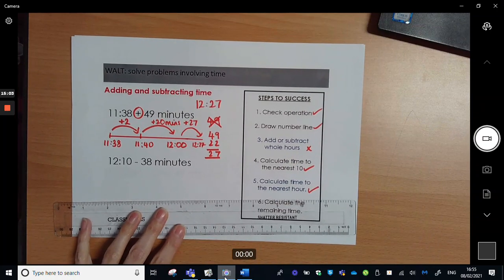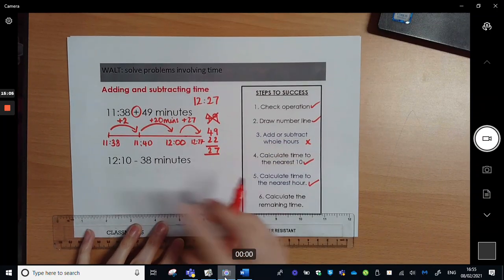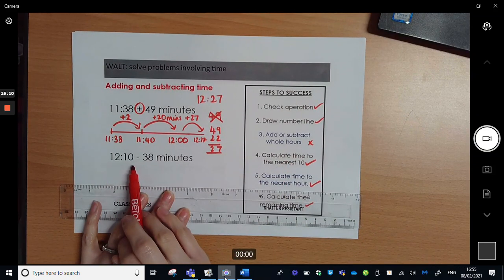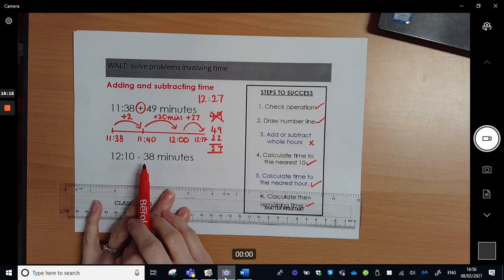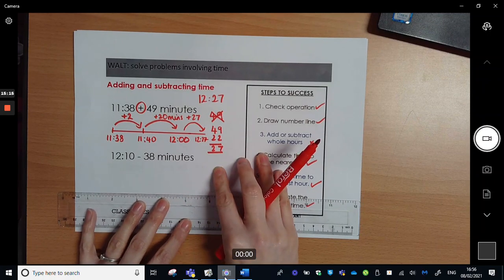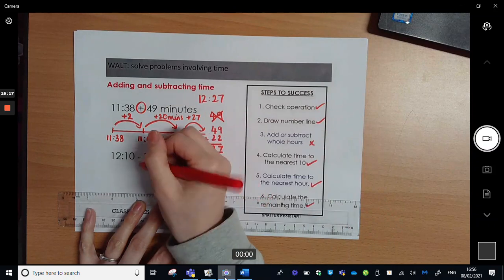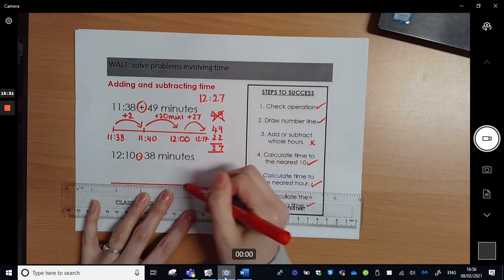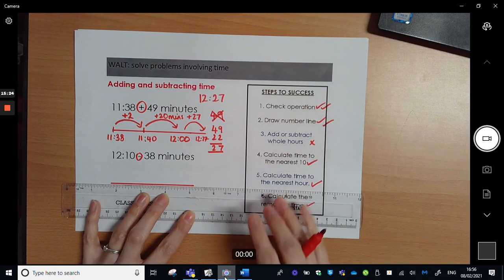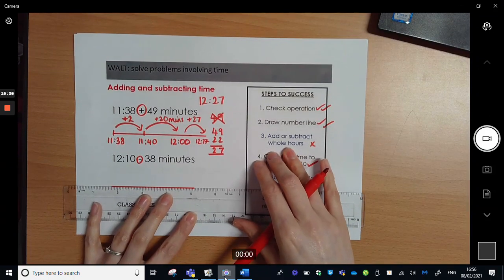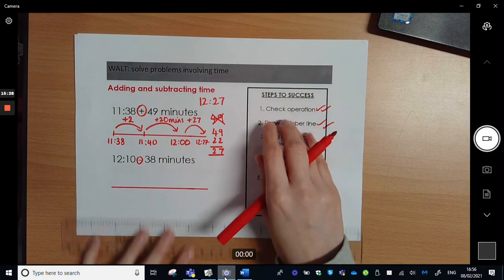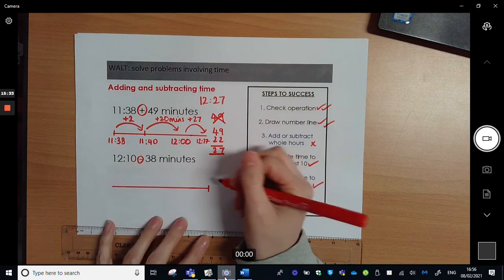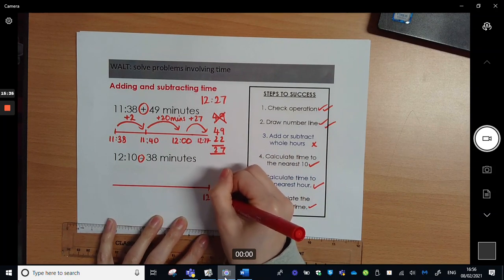Okay, let's have a look at an example now with our subtraction. Okay, so 12:10 minus 38 minutes this time. So I'm going to check my operation first. So I know it's subtract, so I've just read that to myself. And then I can draw my number line. So I've done step 1 and step 2. So remember, if I'm doing my subtraction, I'm going to start at this side because I'm going backwards. I'm taking away. So 12:10.